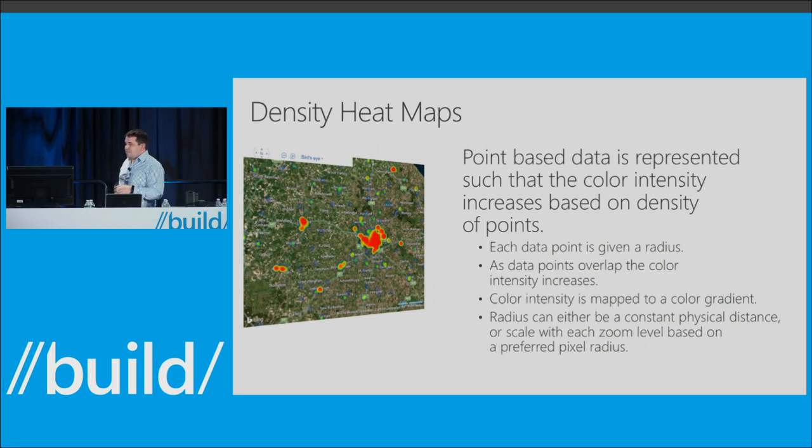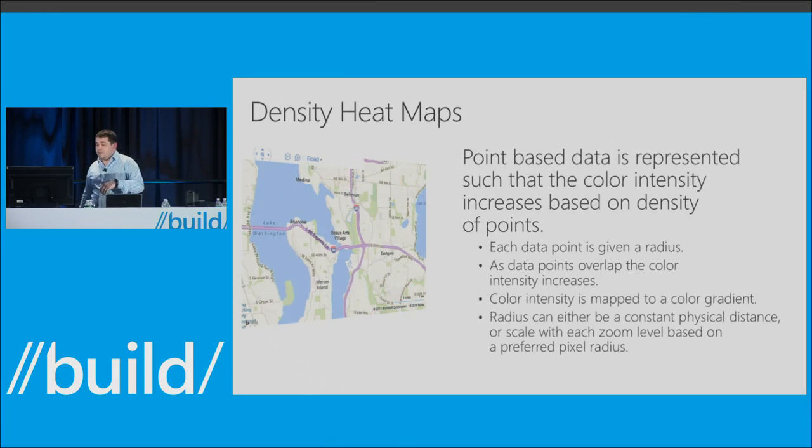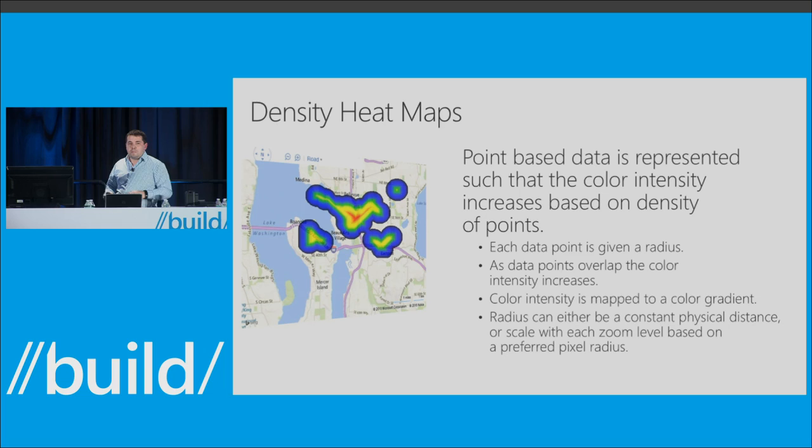Density heat maps are similar to the idea of clustering, where you start grouping data and then uniquely identifying it based on the density of the data or closely related pushpins. The way heat maps work is you take every data point and give it a little gradient circle, and as those circles overlap, they create darker and darker areas. We then map that gradient color, or the transparency of that gradient, to another color gradient. And that generates a nice heat map like that.